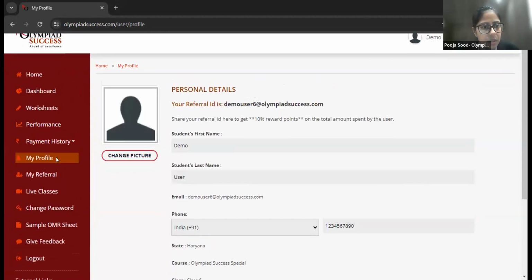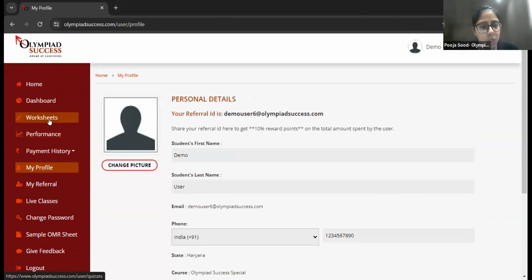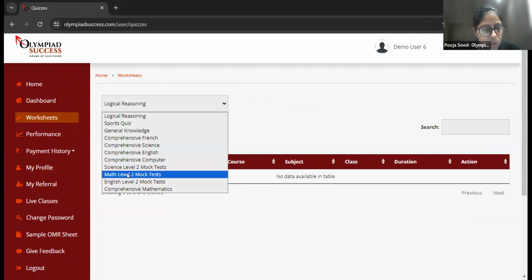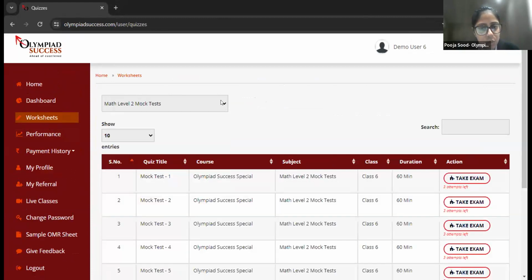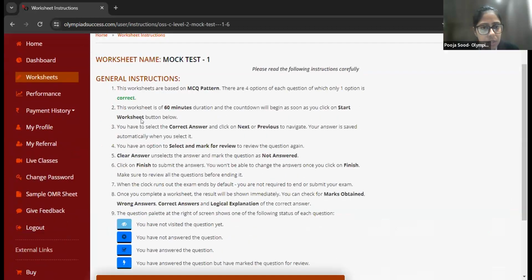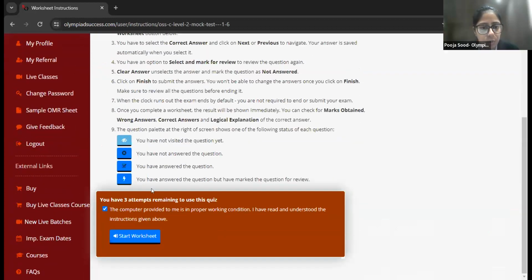All right. Then after this, you'll be going to move on this icon, which is worksheet, because over here, we are here to just check, do our worksheets. So after worksheets, you will be going to click your subject, like I have entered mathematics. Here, you'll be going to move on mock test 1, take exam. Then you'll be getting the general instructions on your screen, which you have to go through properly, and then you'll be going to go ahead for start worksheet.